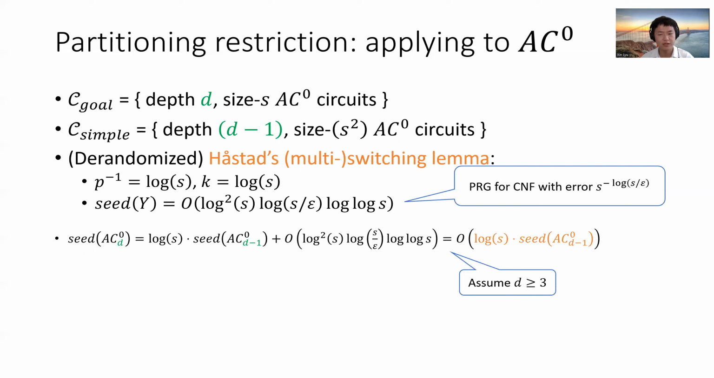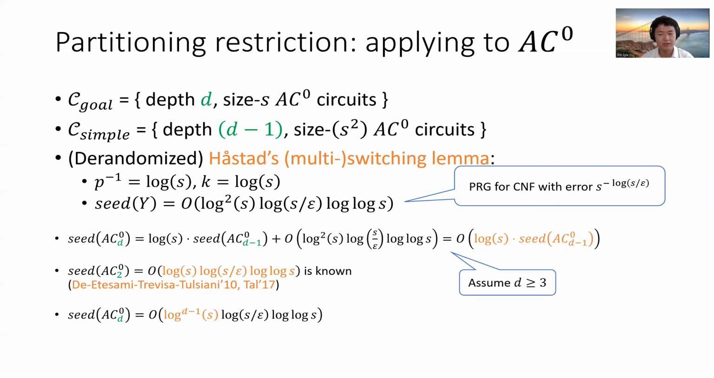Therefore, the depth D circuit would have seed length longer than the depth D minus 1 circuit PRG by log S. For depth 2, the best known PRG for CNF has seed length log S times log S over epsilon times log S. We use it as our starting point. For every constant D, we can construct a PRG with seed length log S to D minus 1 times log S over epsilon times log S. This is the main claim of this paper.